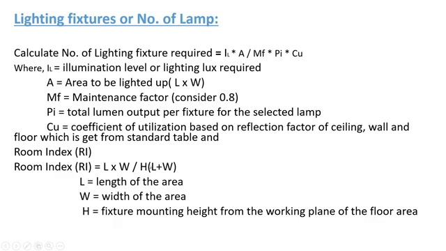Suppose you are going to design the lighting, the number of lamps, for a commercial building. Their standard mentions lux level from the floor level, which means you can directly consider the total height. It's very simple. Once you see the example, you will get a clear idea about how we can calculate the number of lamps. Once you put this value, you will get the RI.